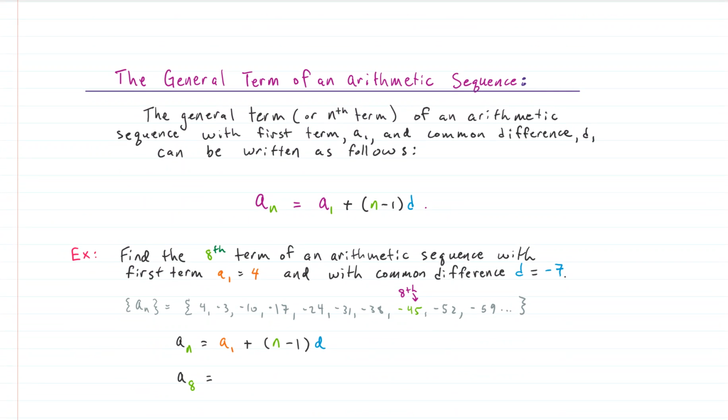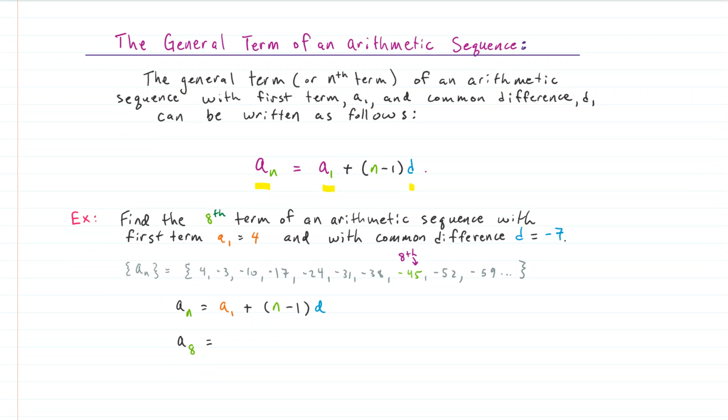The general term of an arithmetic sequence helps write in a general way the formula to find any term in that sequence. So any term is represented by a sub n. A sub 1 is the very first term they give you, and d is the common difference.